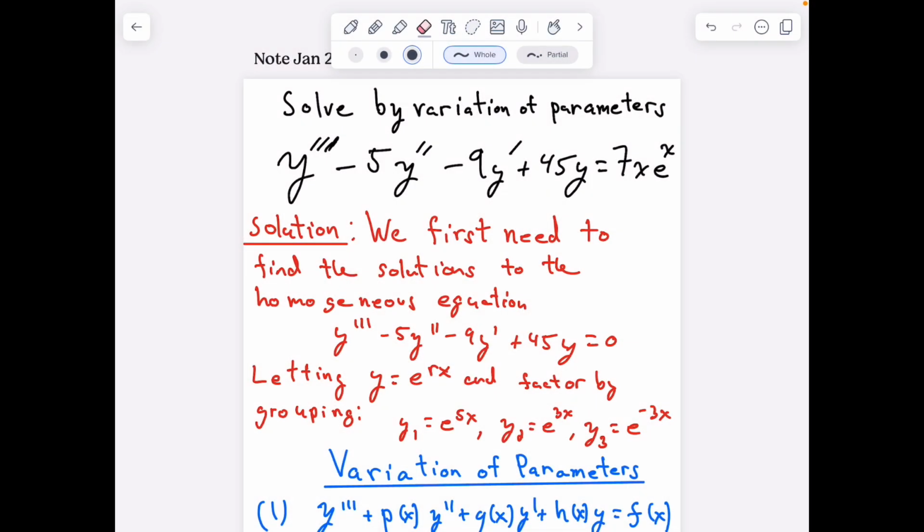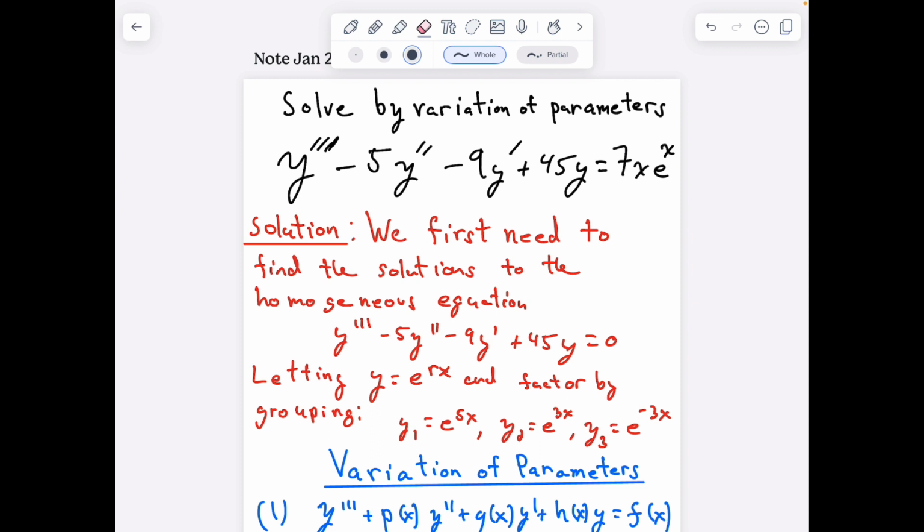All right, hello everyone. So today we have the following problem solved by variation of parameters: the equation y triple prime minus 5y double prime minus 9y prime plus 45y equals 7x e to the x. So we have a third order differential equation here, with constant coefficients.